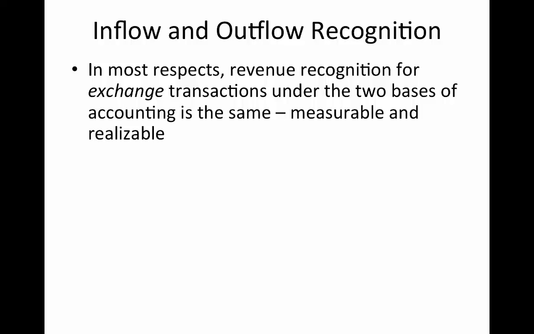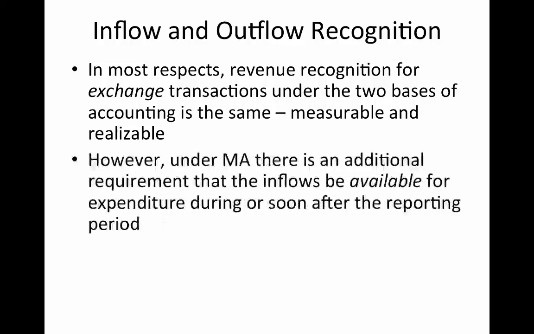Both are required to be measurable, meaning you can actually put a number on the transaction, and realizable, meaning that they're actually going to receive payment. The one thing, though, that is very different is that under modified accrual, the resource inflows also need to be considered available for expenditure during or soon after the reporting period. So in addition to being measurable and collectible or realizable, they also have to be available.